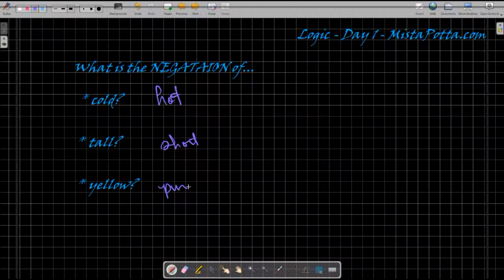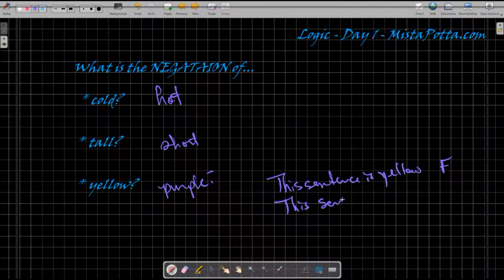Do I look at a color wheel and say, well, if I look at the color wheel, the opposite of yellow would be purple? That doesn't make sense, because if I was to tell you this sentence is yellow, clearly that's a false statement. And if I change it to this sentence is purple, that's true as well.